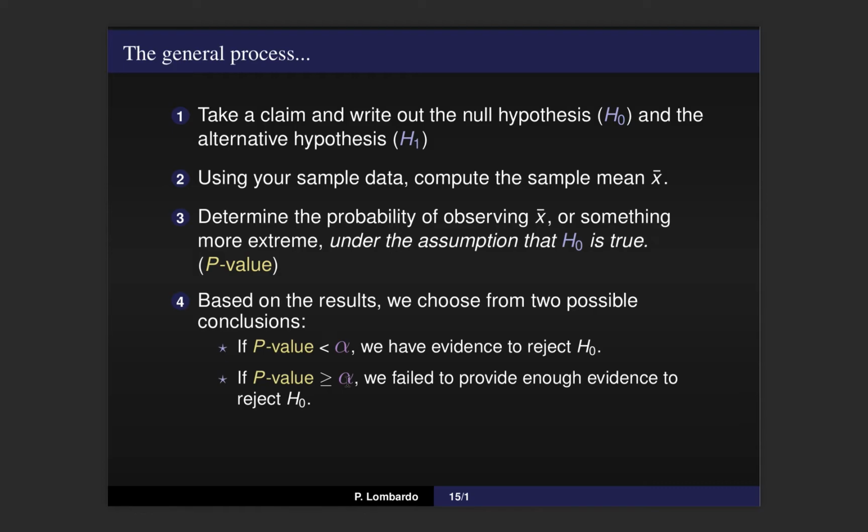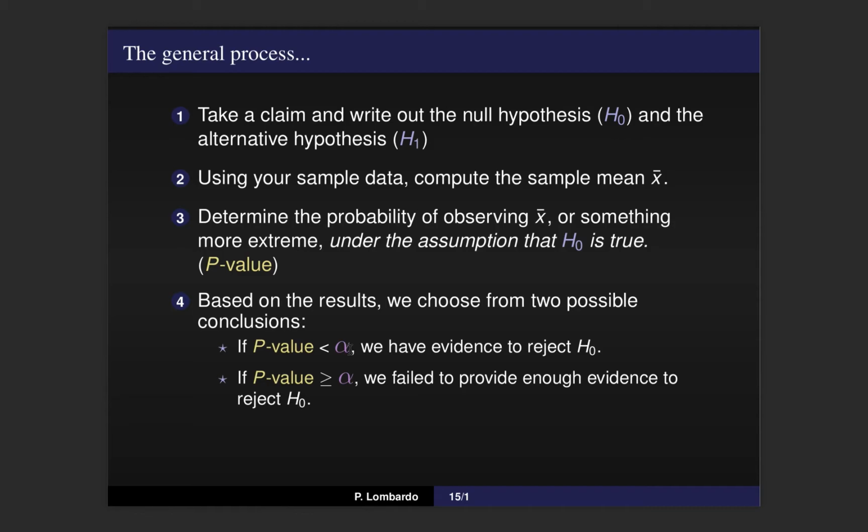In other words, the sample mean we collected, even if it's a little bit unusual, it's not so unusual that we're convinced beyond a reasonable doubt that the null hypothesis is false. Okay, so these are the two possible conclusions, and they all depend on comparing the p-value against our significance level.